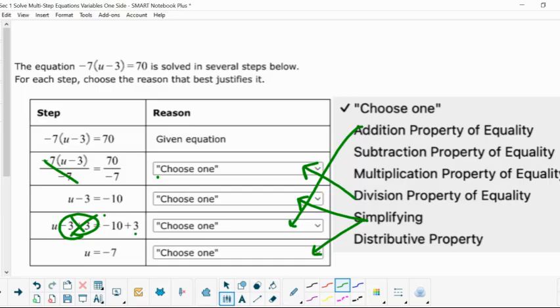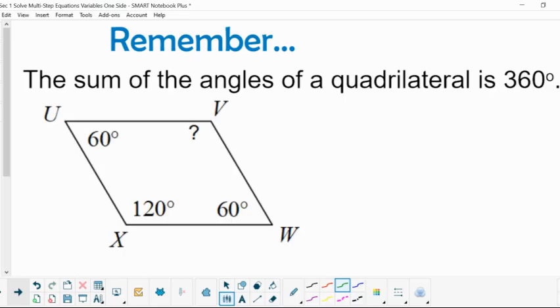Okay, last off, we saw that we could make an equation when we were trying to find a missing angle. On our quadrilaterals, they're telling us the sum is 360. So we practiced this a little bit.